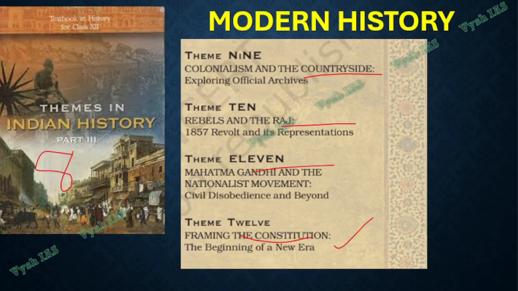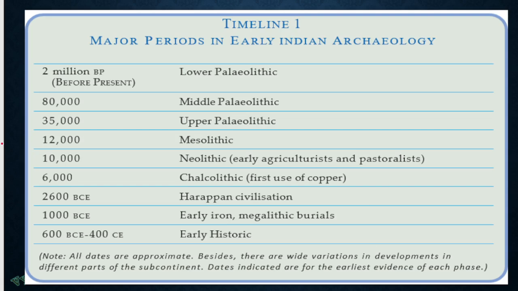So I'll hide myself here so that you can see the full screen completely. So here the timeline is given. This is given at the end of the chapter, but this is the kind of way you have to make notes also. You have to know what Paleolithic means. Lithic itself means it is the Stone Age. This is the Stone Age.